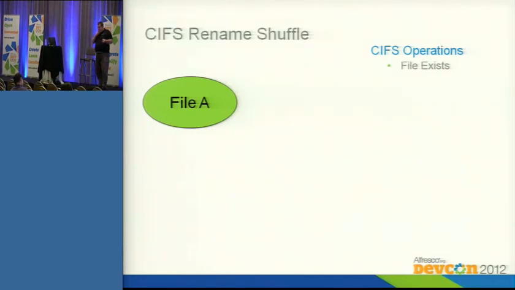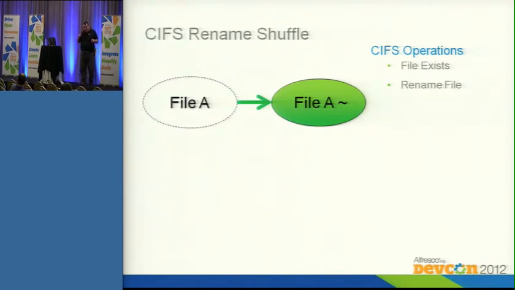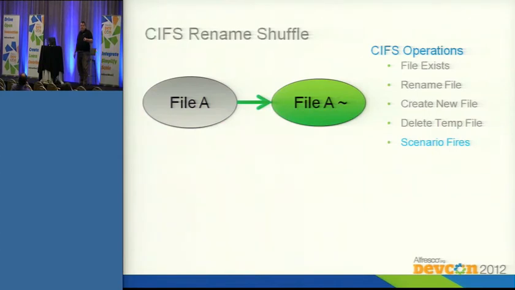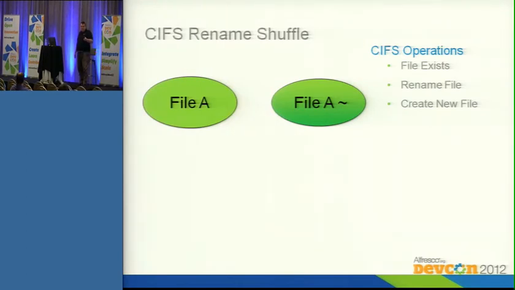So I'll just give a quick example of something called a rename shuffle, because that's probably the easiest one. This is the scenario from something like a VI editor. So we start with a file A. The first thing that VI does is it renames the file A to file A tilde, and then it creates a new file called file A.